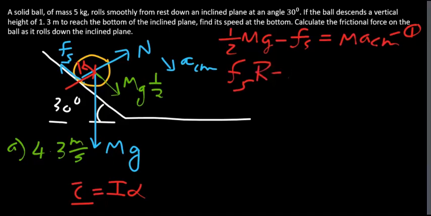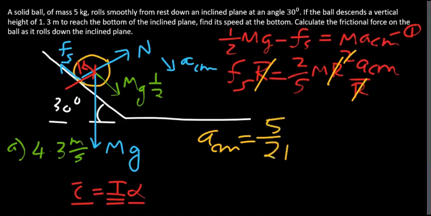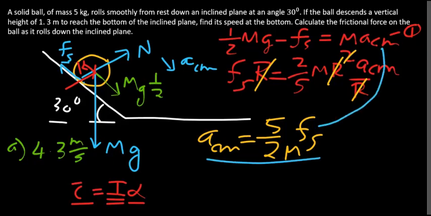And that equals the moment of inertia of that solid ball through the center of mass, which is 2 over 5 mr squared, times alpha. Alpha is the acceleration of the center of mass over the radius of that solid ball. So you see all the r will go away, and that would give you the acceleration in terms of friction as quite simply 5 over 2m static friction. Substituting this expression inside equation 1, we can solve for the static friction.